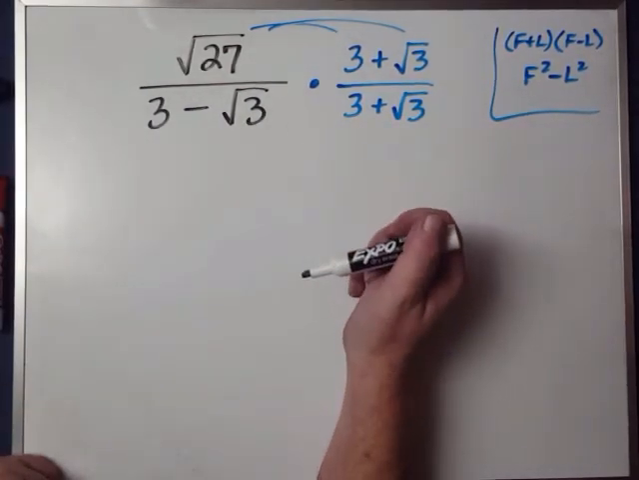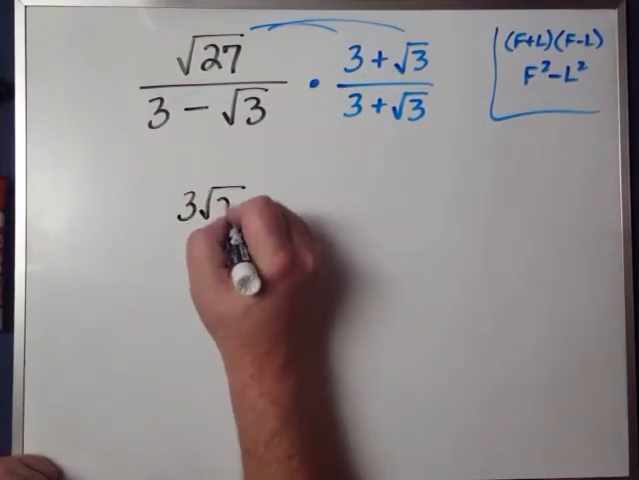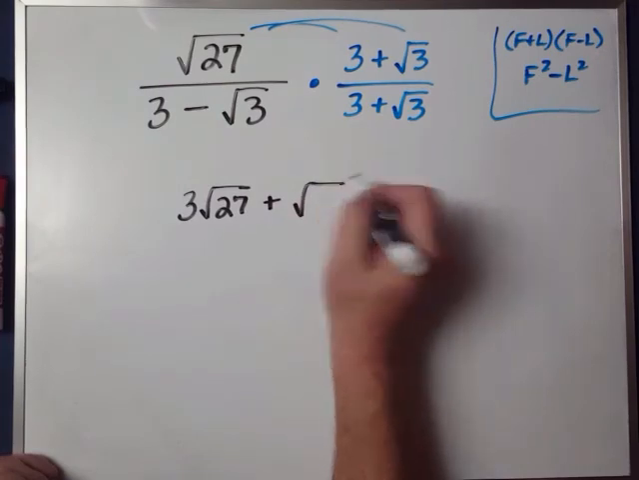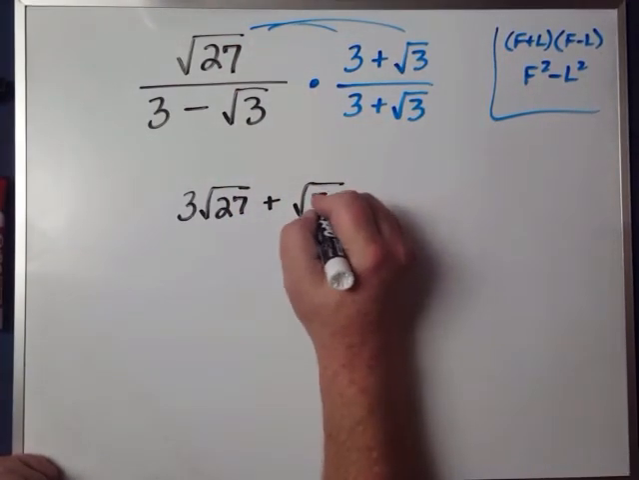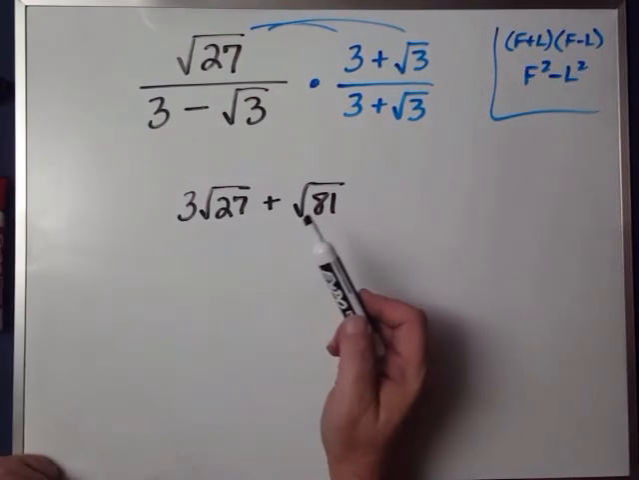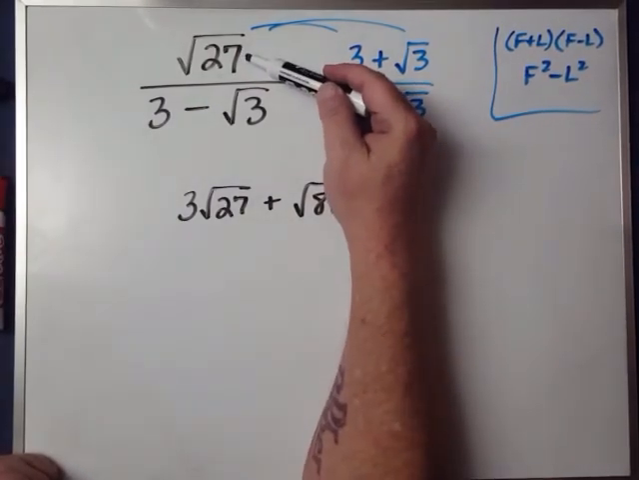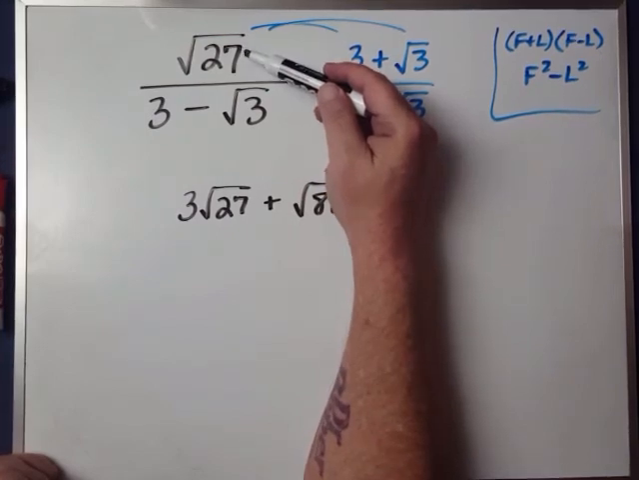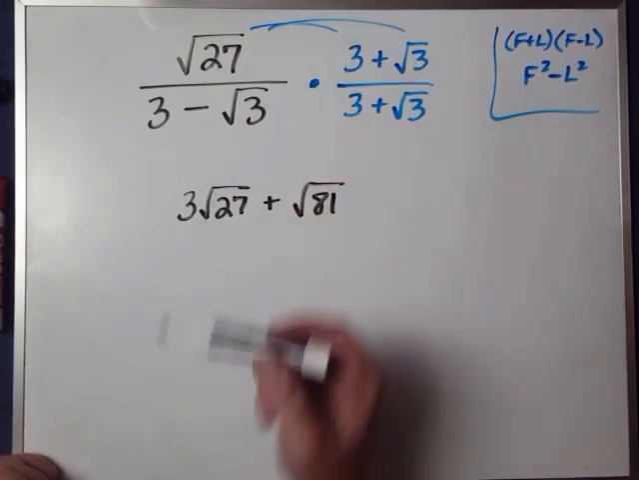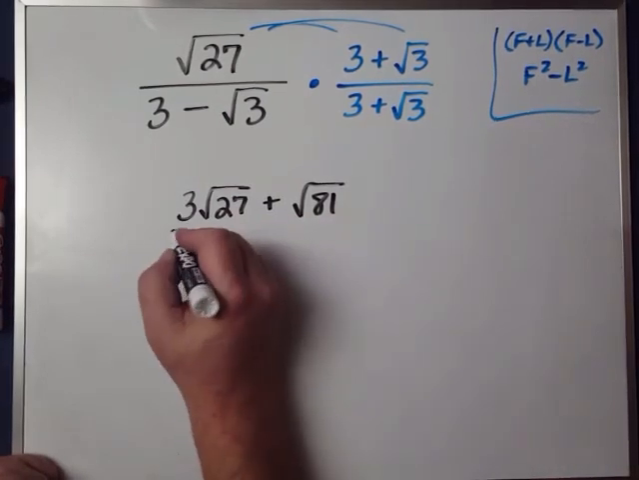As we distribute in the top, we've got 3 square roots of 27 plus the square root of 27 times 3 is 81. Now, if you're paying close attention, you've already spotted that one way I could have started this problem, and probably should have started this problem, is simplifying square root of 27. 27 contains a 9. I could have rewritten square root of 27 as 3 square roots of 3. We'll end up with the same answer anyway.